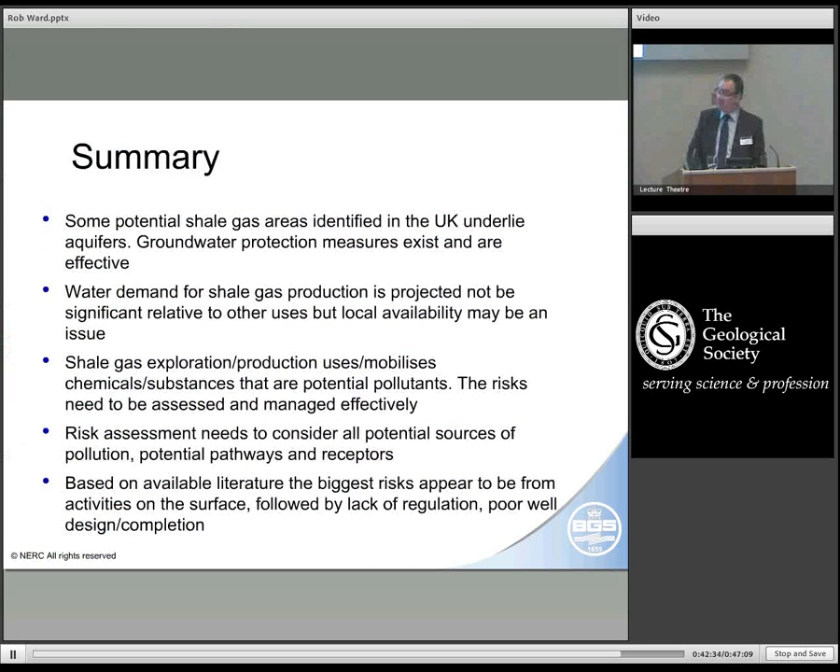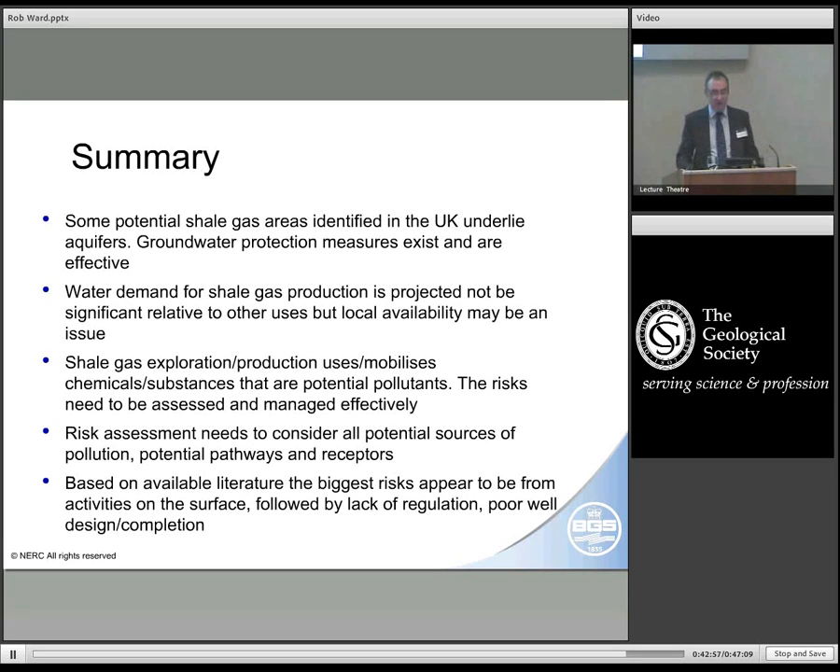So just to finish off and summarise then, I think there are a number of areas, obviously, that we've identified which have the potential for shale gas exploitation, which underlie some of our aquifers and our imported aquifers. The groundwater protection needs to be taken seriously, but the measures that we have are effective, and they exist already.